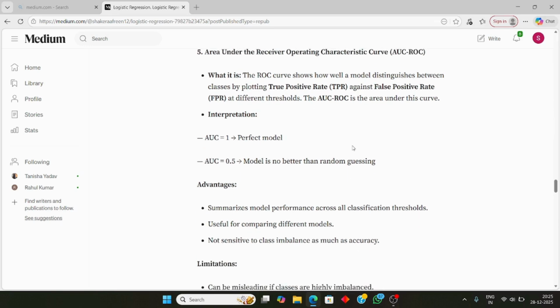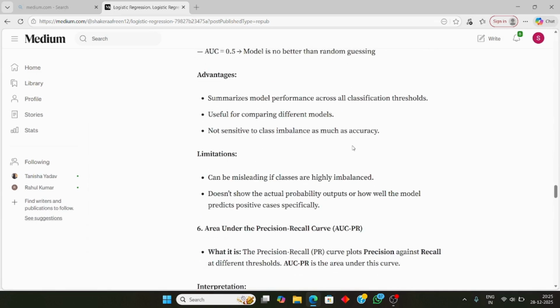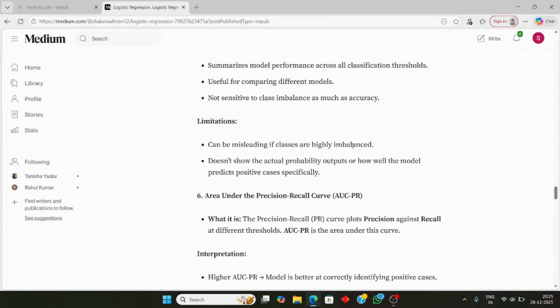Here the advantages are that it summarizes the model performance across classification thresholds and is also used for comparing different models. The limitations are that it can be misleading if classes are highly imbalanced, and it does not show the actual probability outcomes or how well the model predicts the positive cases specifically.